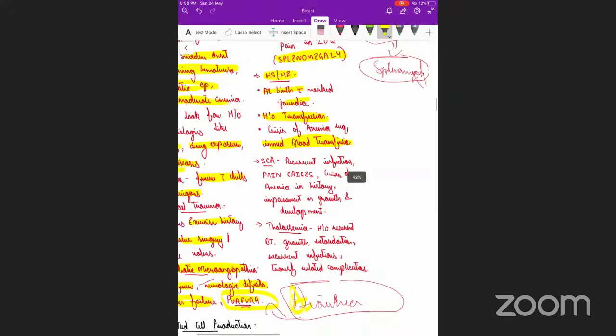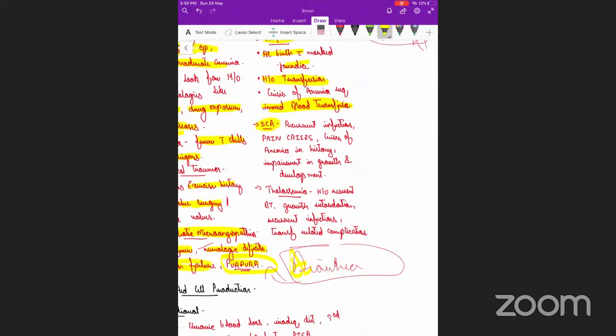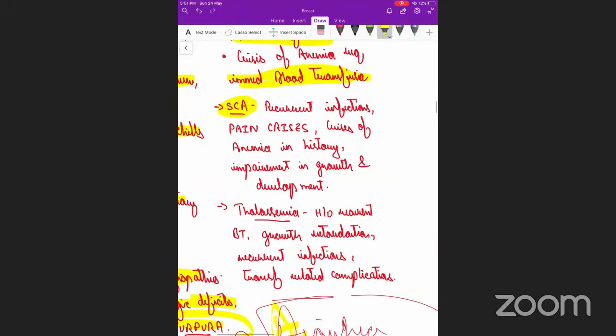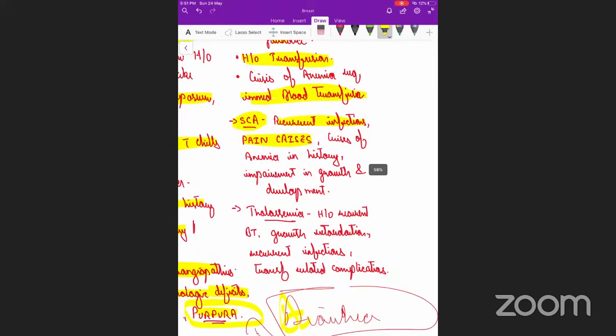Then we can think of sickle cell anemia. What is the mutation in sickle cell anemia? Point mutation, yes. What you look for in sickle cell anemia: there will be recurrent infection and pain crisis. Crisis will be there because the sickled RBCs block the vessels. So each organ can undergo transient ischemia, which causes pain. Dactylitis can be there, acute chest syndrome can be there, peripheral Raynaud syndrome can be there. All these things can occur due to pain crisis.